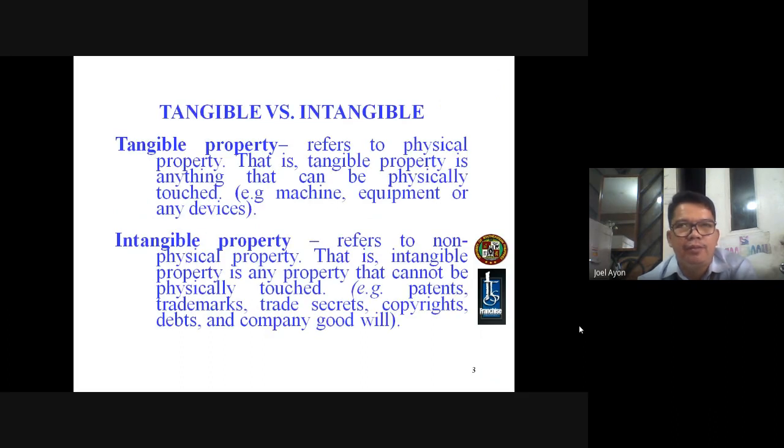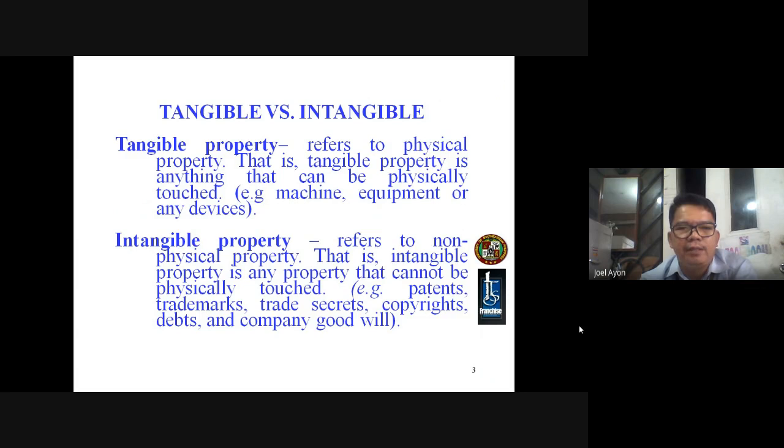Now, to understand what is intellectual property, let us first discuss what are tangible and intangible. So, tangible property refers to physical property, that is, tangible property is anything that can be physically touched. Example, machine, equipment, or any devices.